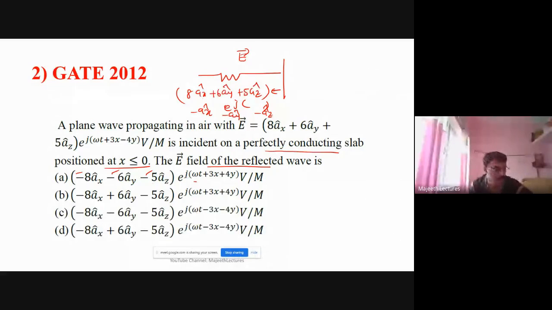This will be the same, right? So what is the answer? This is minus 8, minus 6, minus 5, into e power j omega t, fine, with the phase 3x plus 4. Right? This is the answer. All the three components should change. Fine? Okay. Next.